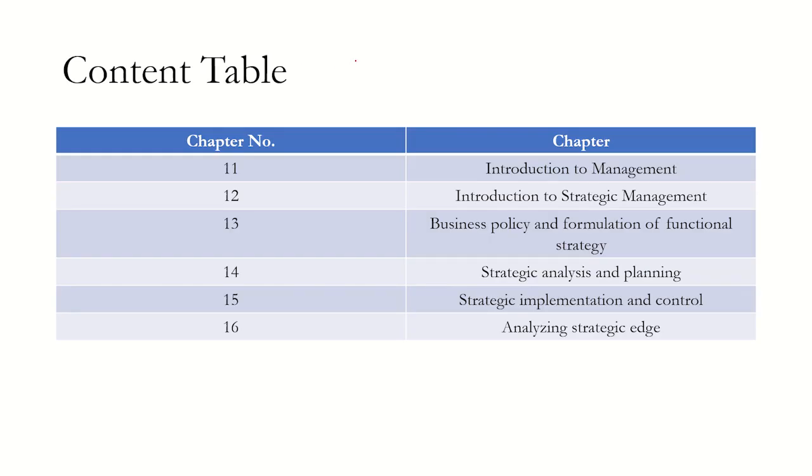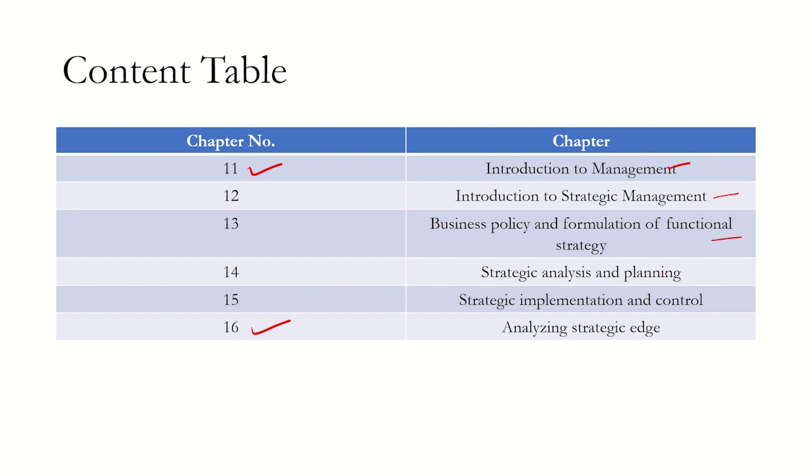This is the content table of the strategic management syllabus. Like I told in the beginning, there are 6 chapters. The chapter numbers start from 11 and go up to 16. The 11th chapter in the syllabus, that is part 2 of financial management and strategic management, would be introduction to management. This has all the introductory things we will see once we take up the chapters in detail. The second chapter is introduction to strategic management.